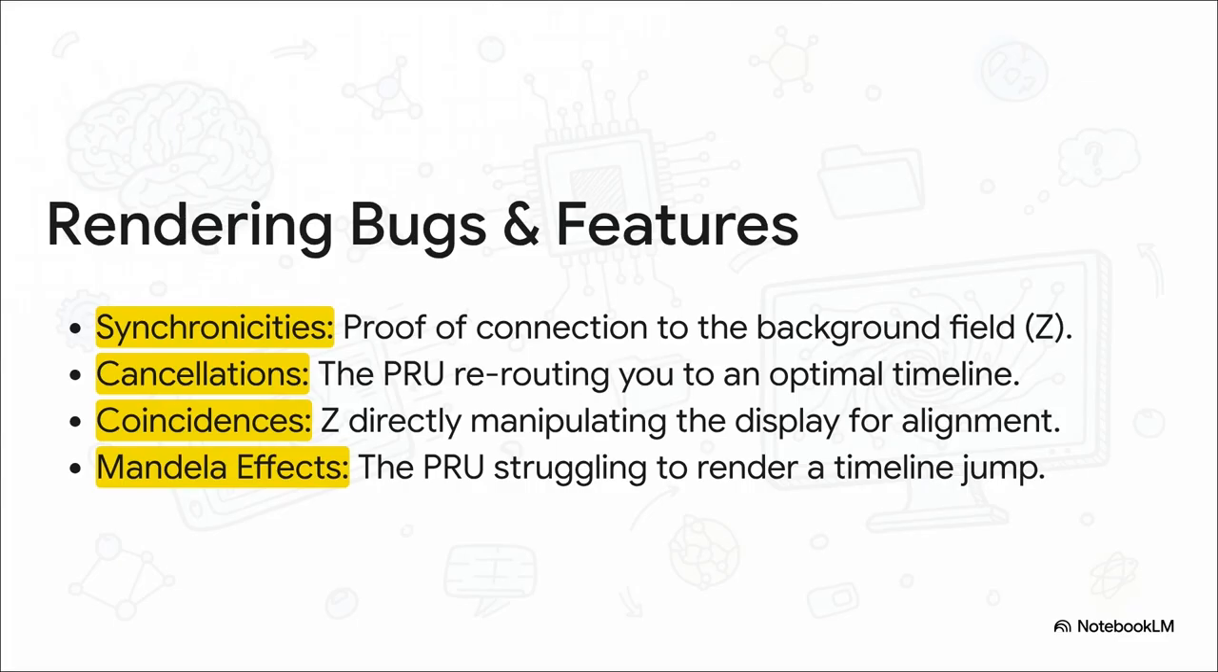So you know all those weird little glitches in reality? The synchronicities, the coincidences? Turns out they're not bugs. They're features of the rendering engine. When you experience a synchronicity, that's just the system showing you evidence that you're connected to the background field, to Z. That appointment that suddenly got canceled? That's not a problem. That's the PRU rerouting you to a better timeline. And what about those weird Mandela effects people talk about? Maybe that's just the PRU, the GPU, struggling a little to render a super high-speed timeline jump.